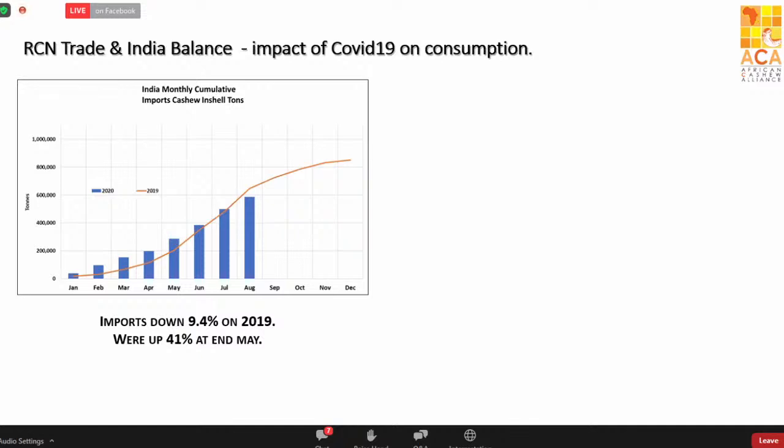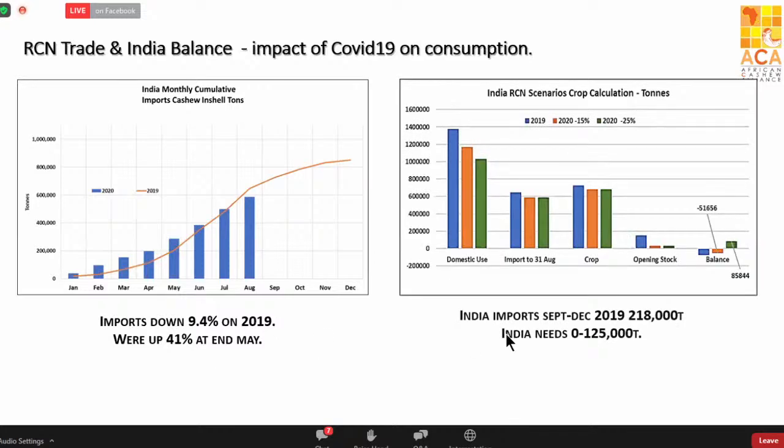Indians bought a lot of Ghanaian cashews, they bought a lot of cashews from Benin, and the position was quite positive early in the year. In fact, it was up, as I've noted there, 41% at the end of May. Today, it's down about 9% on 2019, but so is demand likely to be down in India. So we ran a similar scenario, and you'll notice that India is all about domestic use. India's exports of cashews have declined quite a lot.